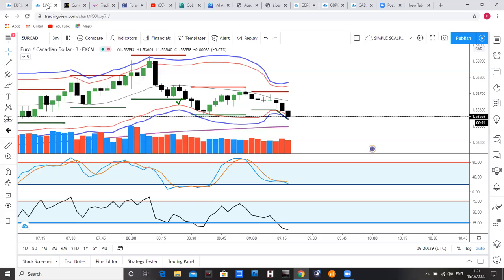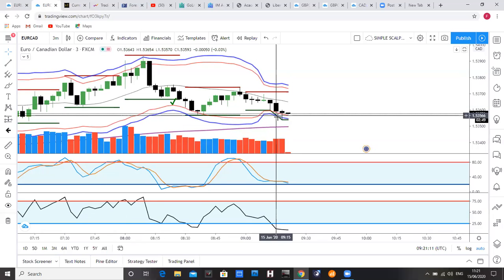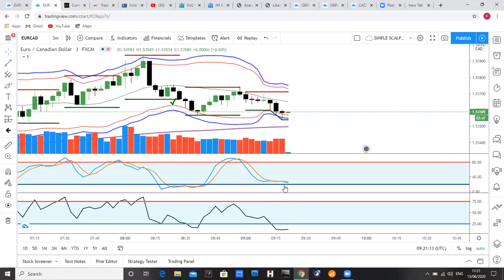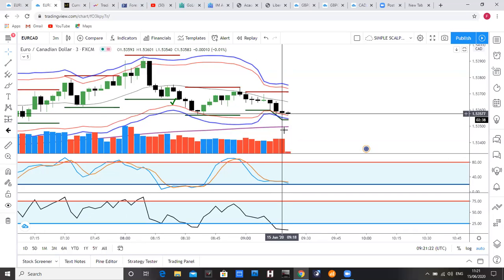So I'm already seeing a rejection here. Even though this condition has not met, I might want to place this trade because I can see this rejection candle is a pin bar. I'll place this trade. Let's see how it goes.